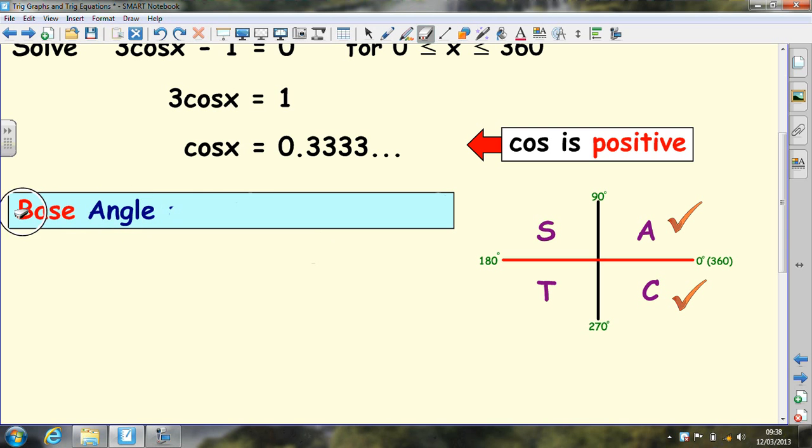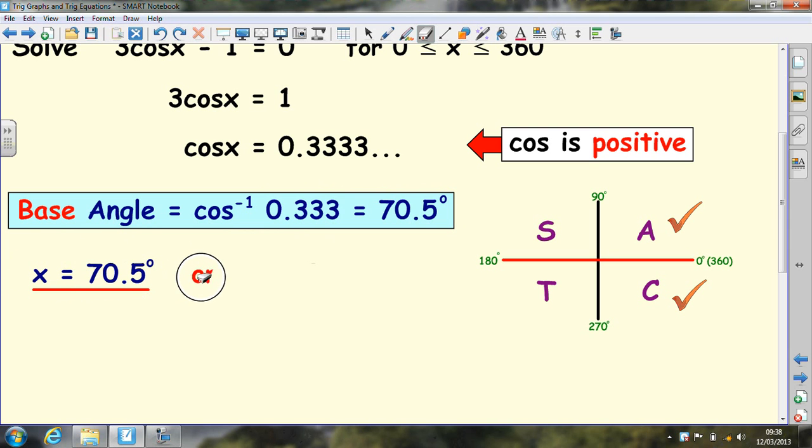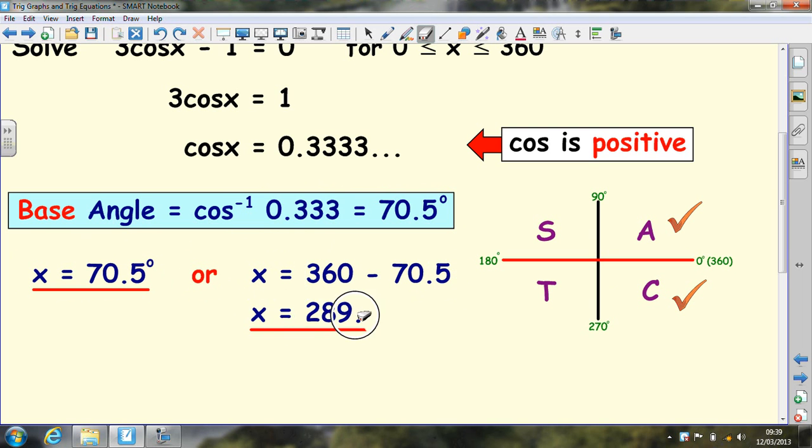So let's work out our base angle. Inverse cos 0.3333, and you get 70.5 degrees. Now to get our first solution in the first quadrant, you go forwards from 0, so that's just going to be our 70.5. And to get into the last quadrant here, you go backwards from 360. So 360 take away 70.5 gives us 289.5, and those are your two solutions.